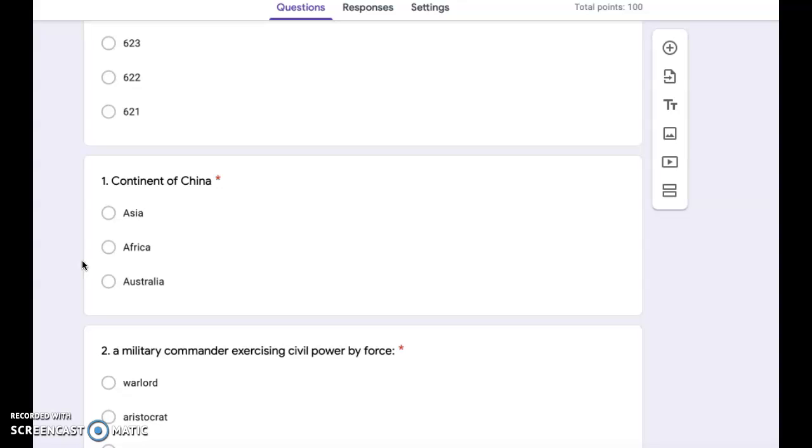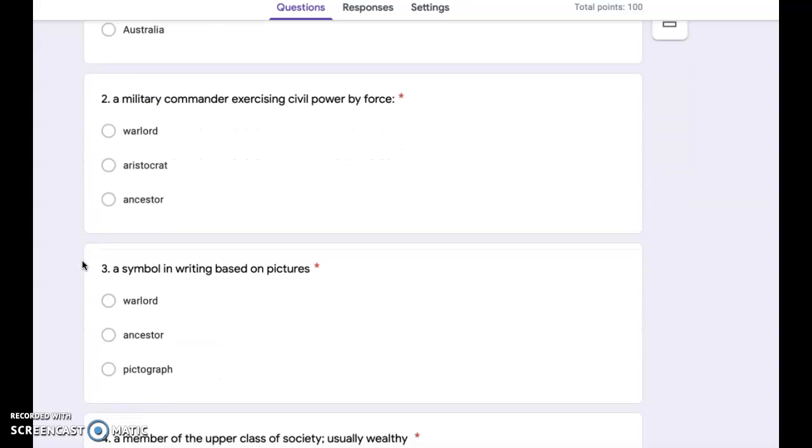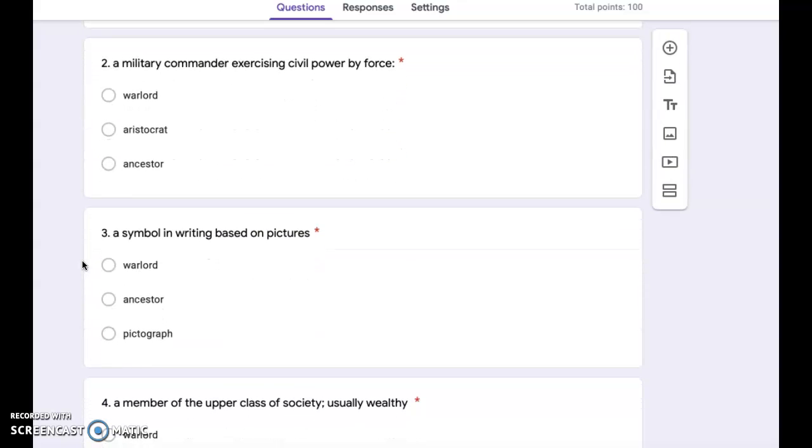Number 1, continent of China, Asia, Africa, or Australia. Number 2, a military commander exercising civil power by force, warlord, aristocrat, or ancestor.